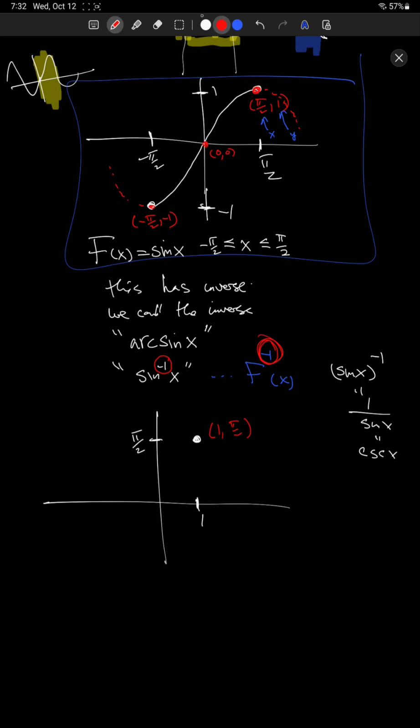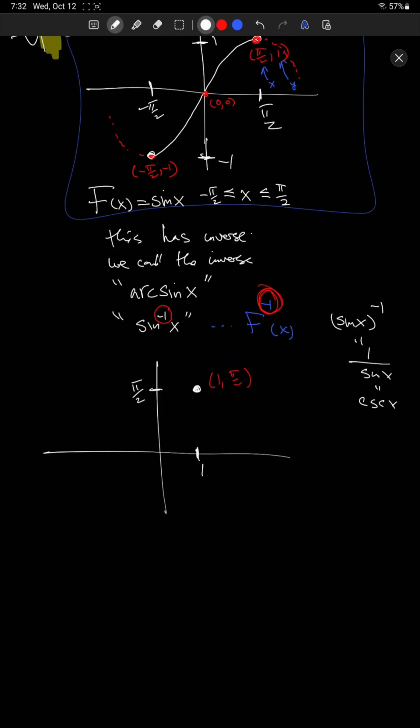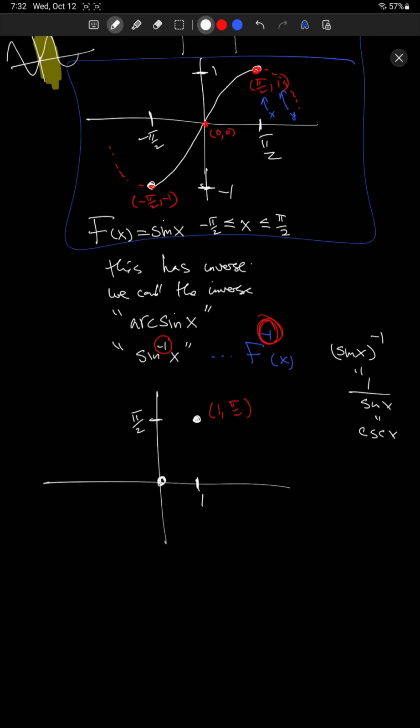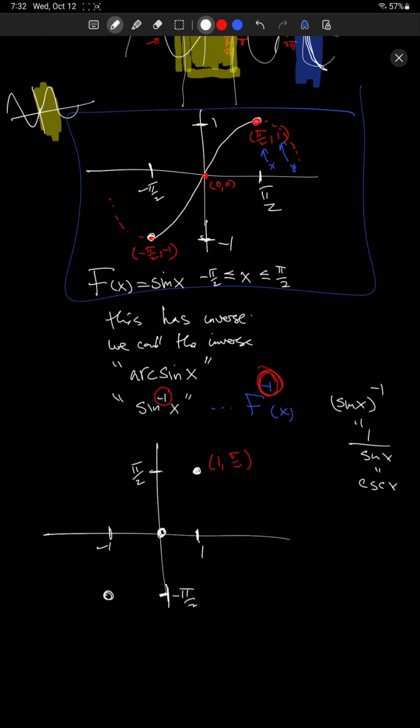Now the same thing for the other points. At 0 comma 0, we swap 0 and 0, we still get 0, 0. So we go through the origin, of course. And then the last point was minus pi over 2 comma minus 1. That becomes minus 1 comma minus pi over 2, so right there. So our graph has to pass through these 3 points.